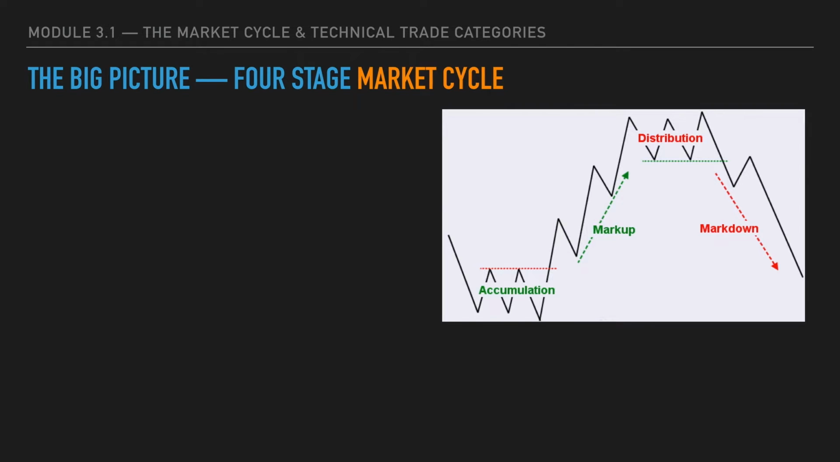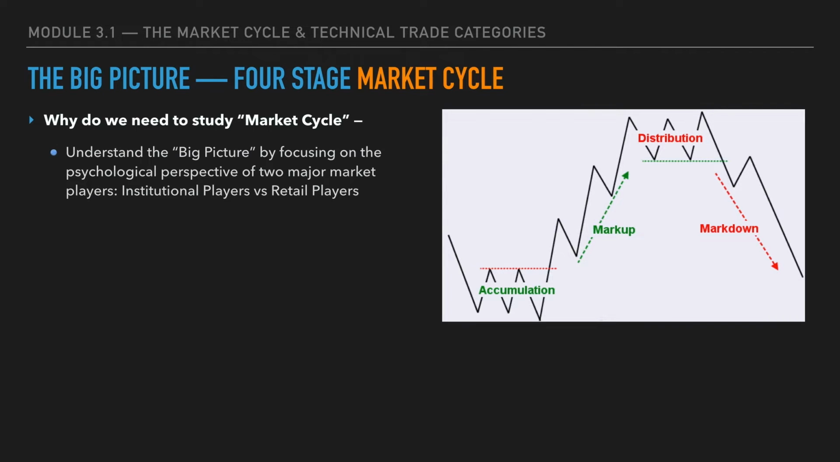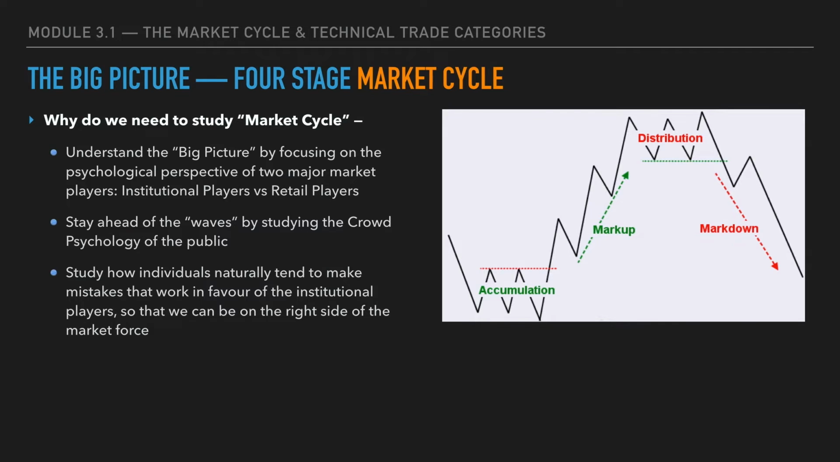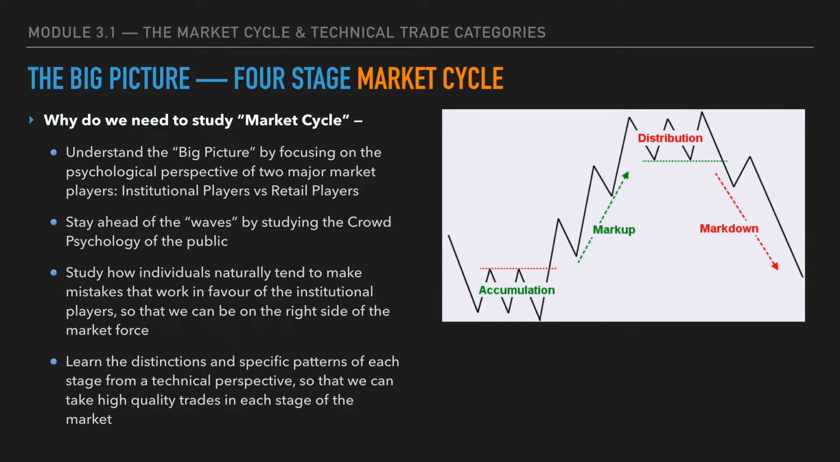Let's get into more details. So why do we need to study the market cycle? First, it helps us to understand the big picture of the market by focusing on the psychological perspective of those 2 major market players we mentioned earlier. Second, it helps us to stay ahead of the waves by studying the crowd psychology of the public. Third, it helps us to study how individuals naturally tend to make mistakes that work in favor of the institutional players, so that we can avoid those mistakes and be on the right side of the market force. Lastly, it can help us to learn the distinctions and the specific patterns of each stage from a technical perspective so that we can take high-quality trades in each stage of the market.